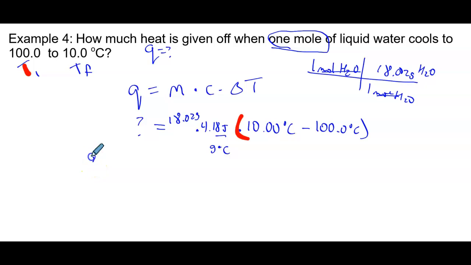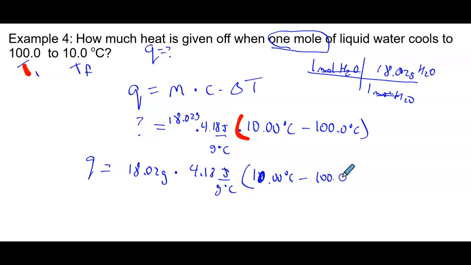So, making that a little bit cleaner because I got kind of squished there. We have 18.02 grams, that's the mass, times 4.18 joules per grams degrees Celsius. That's how you'd write that unit. Then we have 10.00 degrees Celsius minus 100.0 degrees Celsius. So we can do this math. Look what happens. Grams cancel. And then when I subtract these two, it'll be 18.02 times 4.18 joules over degrees Celsius, and subtracting these is going to be negative 90 degrees Celsius, right?